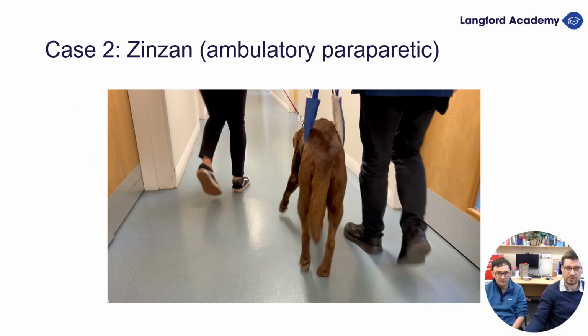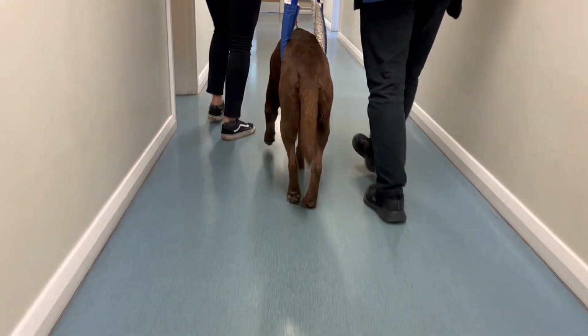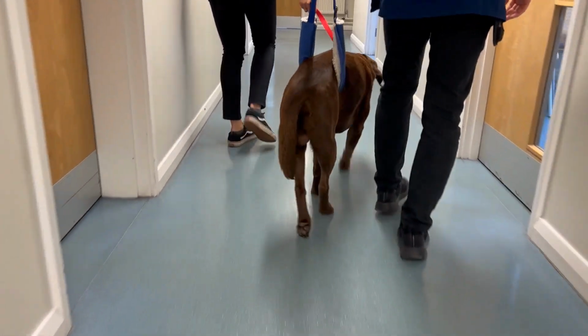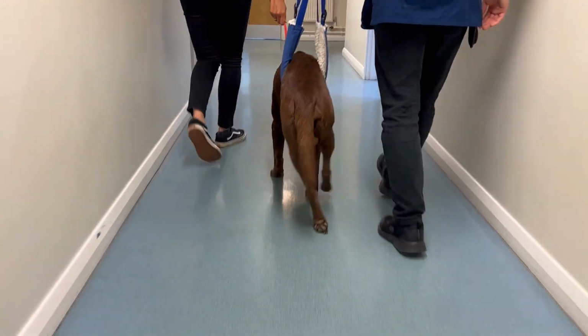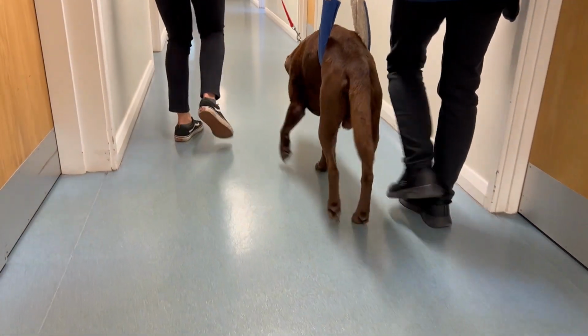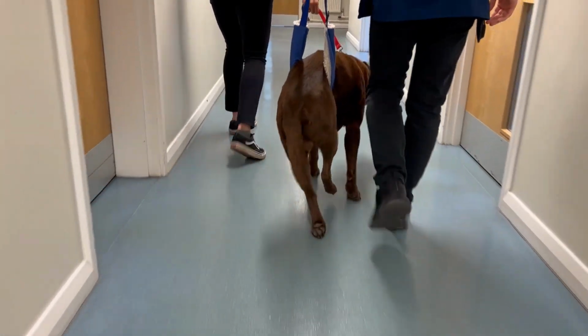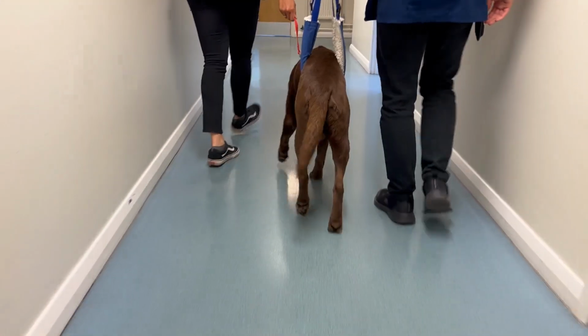So this is just a video showing his gait. You can see with the sling, he's able to make good movement on his right pelvic limb, but there's not much going on in that left pelvic limb. It's just getting dragged beside him. But his thoracic limbs look quite normal. He's moving his head from side to side. He's looking through the doors. He looks quite bright and attentive.